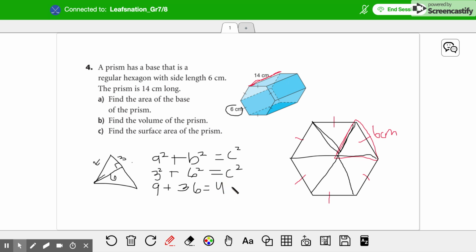So you get 45. You square root that. I don't know what that is though. Now when you find the square root of 45, 45 isn't a perfect square. It's going to leave you with a decimal number as an answer. Okay, so I'm just going to get a calculator to do that. No worries.